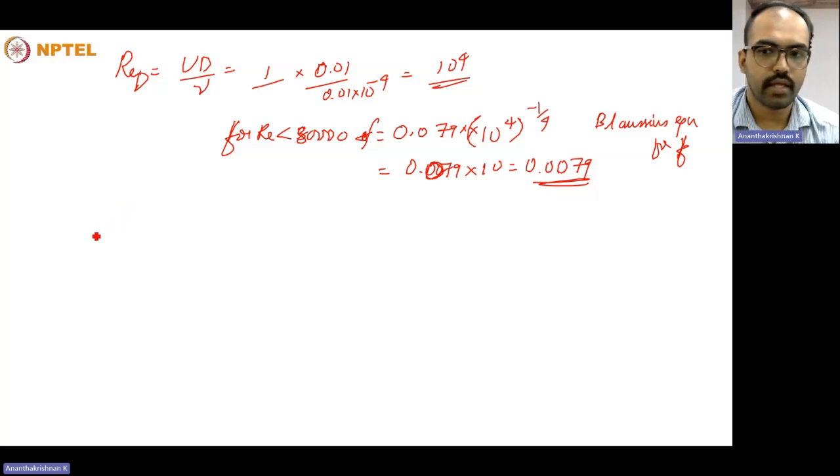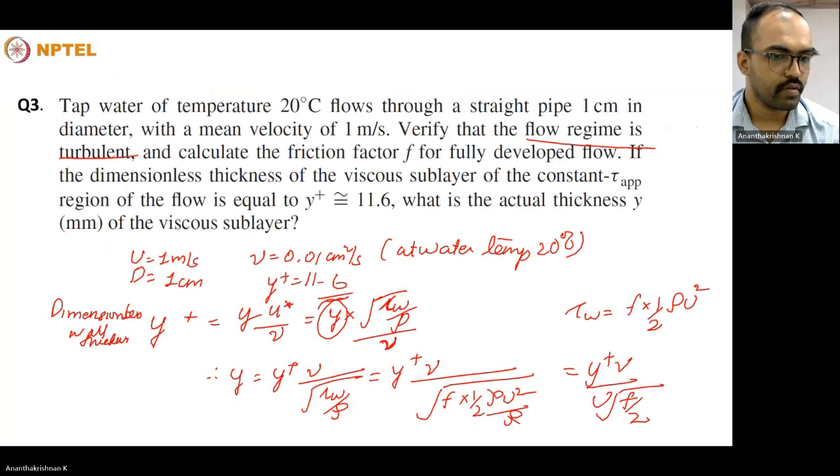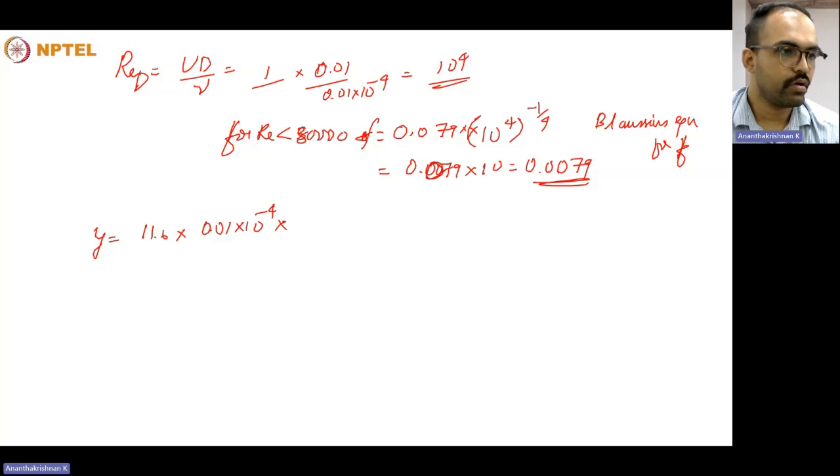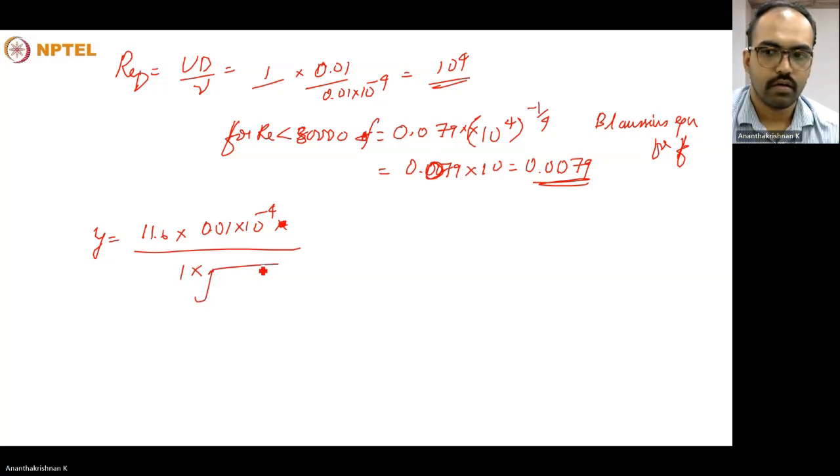Back substituting that, we can calculate the value of Y straight away. That will be 11.6. Kinematic viscosity will be 0.01 into 10 power minus 4, divided by U. Velocity is 1 into root of 0.0079 divided by 2. The value will be equal to 0.18 mm.